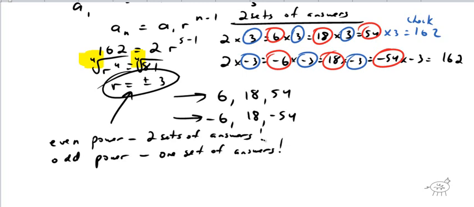Okay? So that is pretty much it for this topic here. Like I said, we covered quite a few things. We did infinite geometric series, and then we did arithmetic means and geometric means, and did several problems with that.